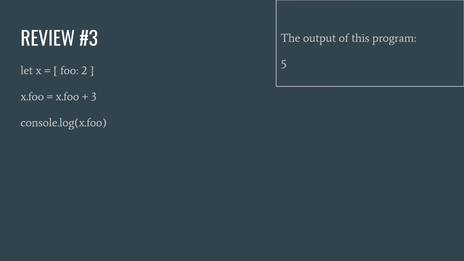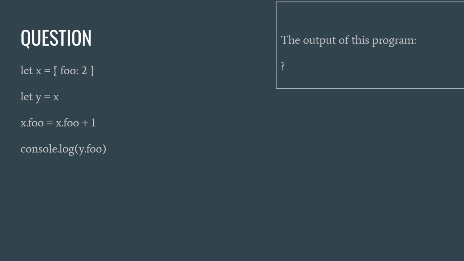Here is another example. The only difference here is on the second line, I increase the value of the property. So the value of the property initially is 2, but because of the second line, it becomes 5. When you go to console log, you're going to console log 5. So my question to the audience is, what if we add an equality on the second line, let y equals x? Which is very similar to what we did last exercise. So what do you think the output of this program will be?